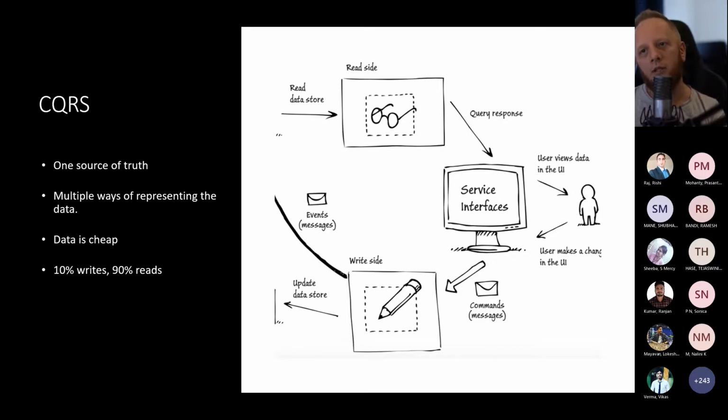Why do we do this? Because normally you have about 90% reads in your application and 10% writes. Of course, that differs a little bit between different applications, but normally you read a lot more than you write to a database. And separating these concerns makes it a lot more performant to create applications.